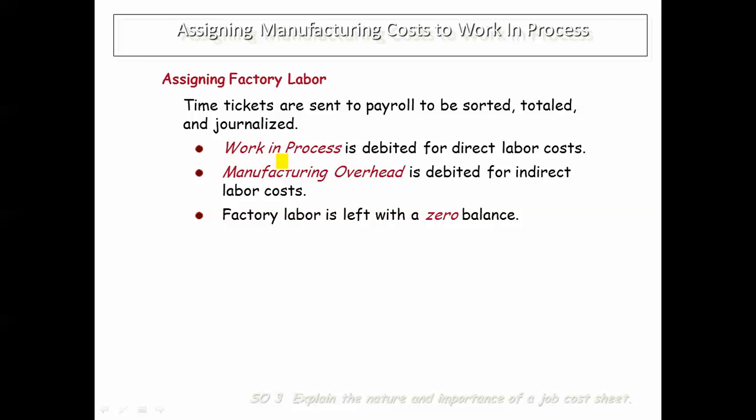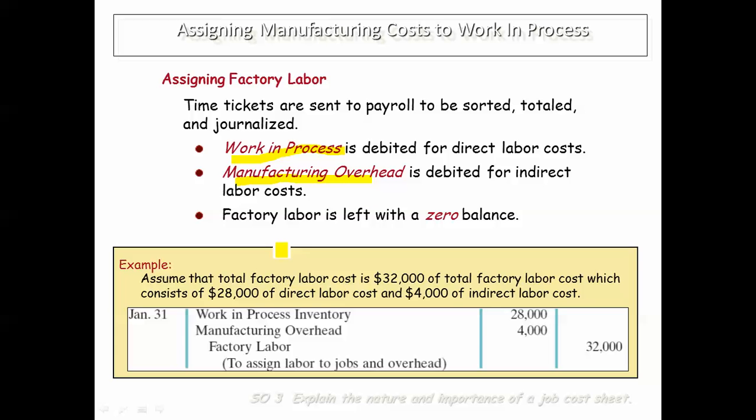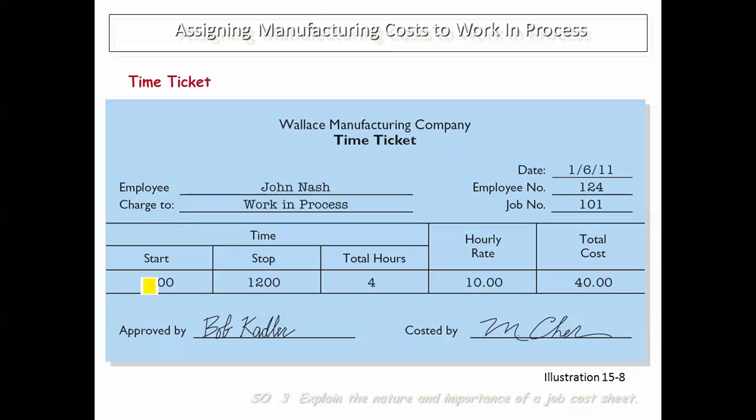the direct labor, and the amount of factory labor that's indirect, so it goes to manufacturing overhead. For example, assume the total factory labor costs $32,000, of which 28 is direct labor and 4 is indirect. Well, we debit work in process, that's my asset account, for the direct labor. We debit manufacturing overhead for the indirect, and we credit factory labor. So there's your time ticket. Started at this time, stopped at this time, 4 hours, worked on job 101, and therefore we have the cost of labor that went into job 101.